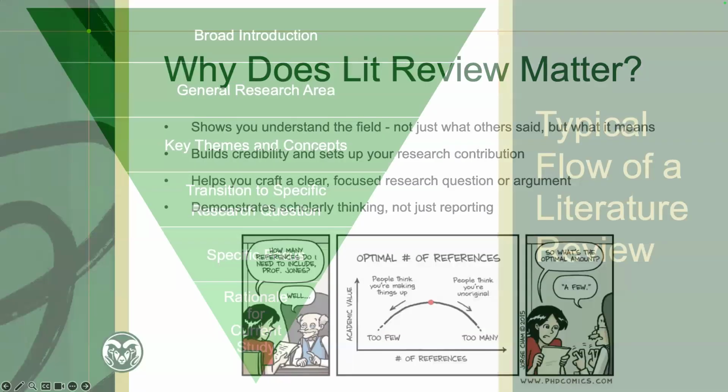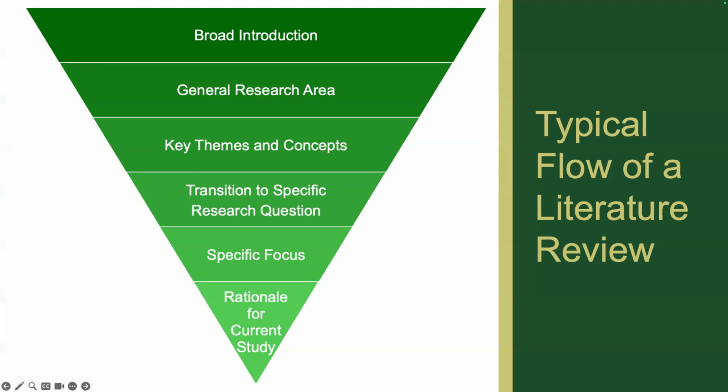And so my last slide here is about the typical flow of a literature review, especially in an introduction or a background section, right? You want to start with a broad introduction. You want to say, hey, safety is a critical concern across all transportation. But I'm only going to be focusing on pedestrians and bicyclists because I can't solve every problem in one research paper. And here are the key themes and concepts that I'm going to approach it with.